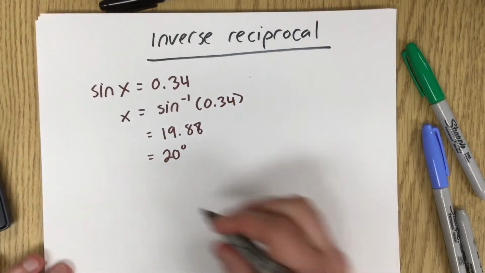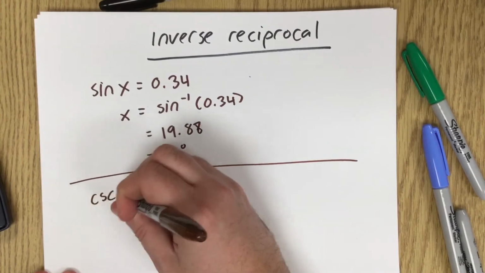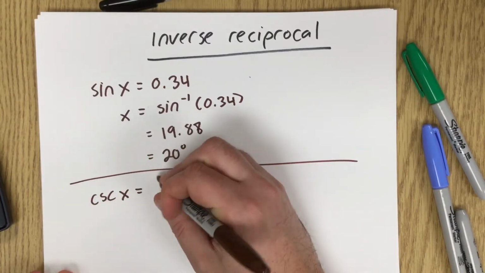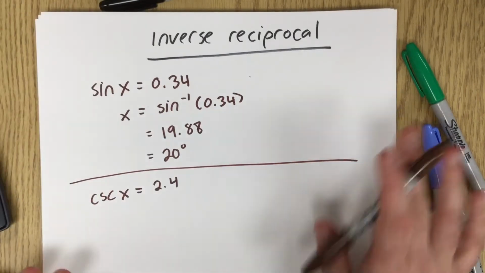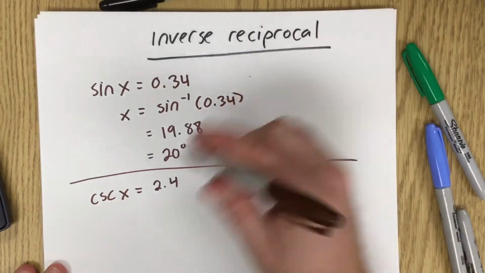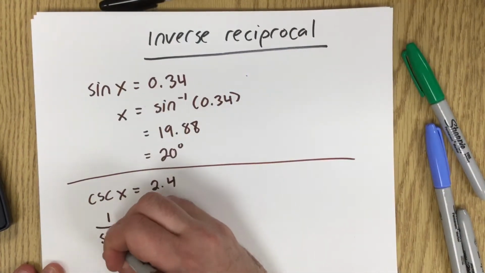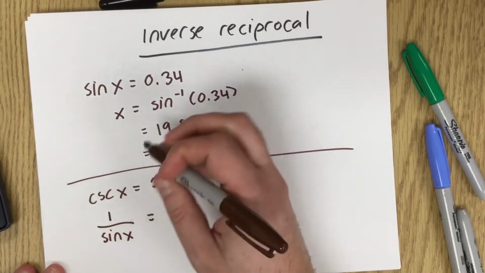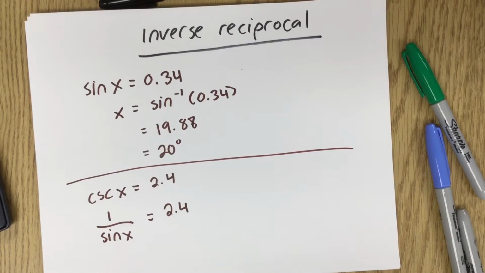Okay, but let's say we had something like cosecant of x equals 2.4. We know that cosecant is 1 over sine x, which equals 2.4. There are a couple of ways of doing this.